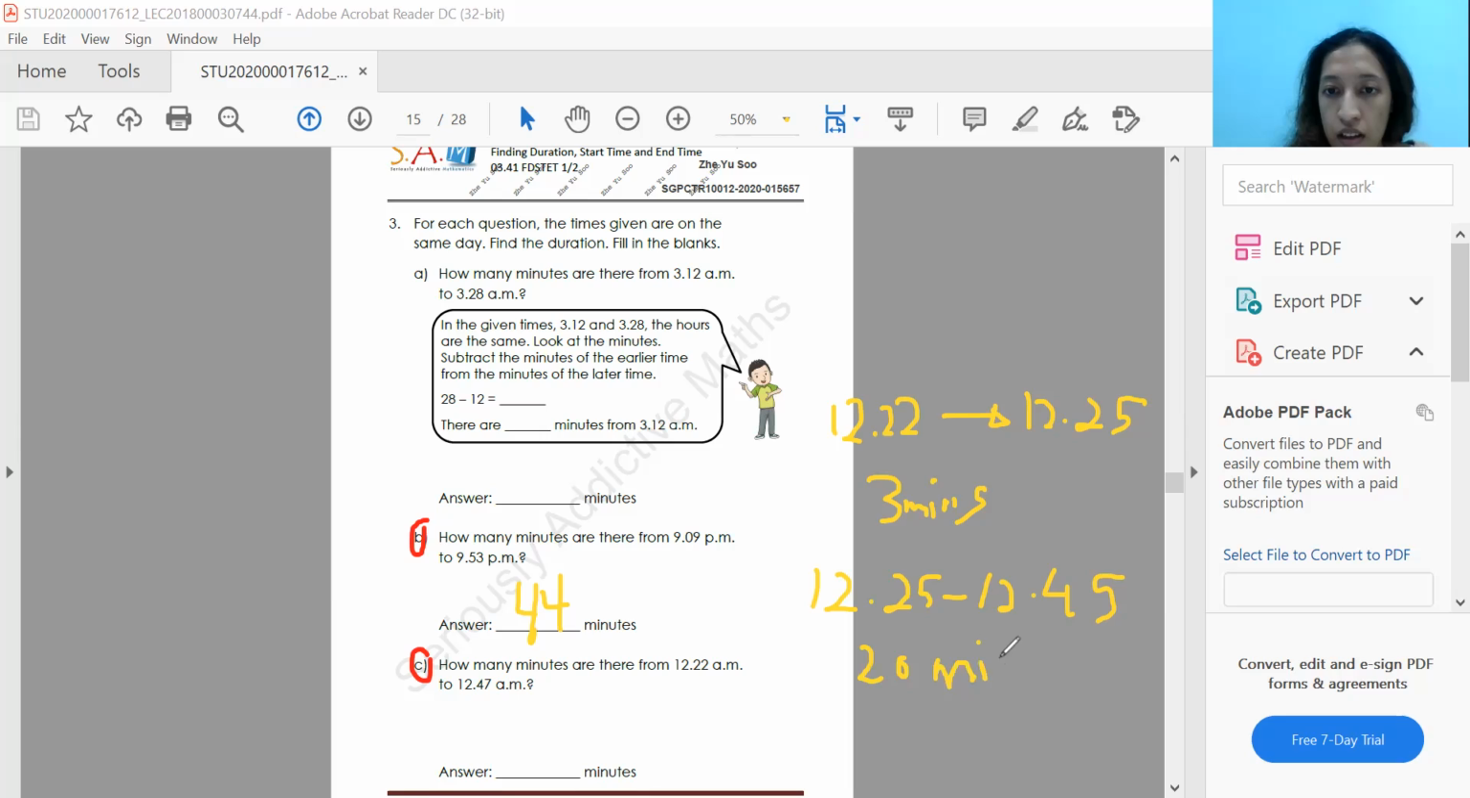And then 12:45, let's do to 12:47. How many minutes is that? 45, 46, 47, so 2 minutes, right? Now we can add them up. So 3 plus 2 is 5, and 20 plus 5 is 25. So the duration here would be 25 minutes. All right, I hope all of you got that right. So let us move on now.